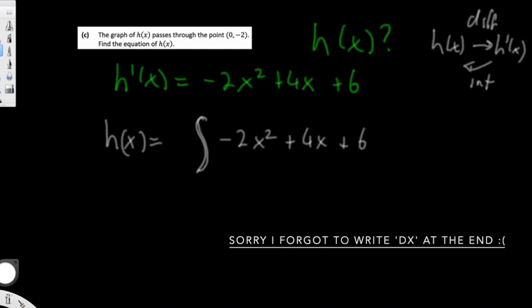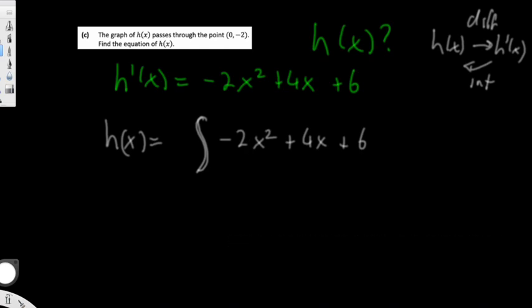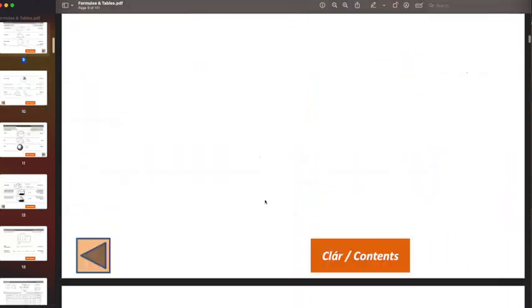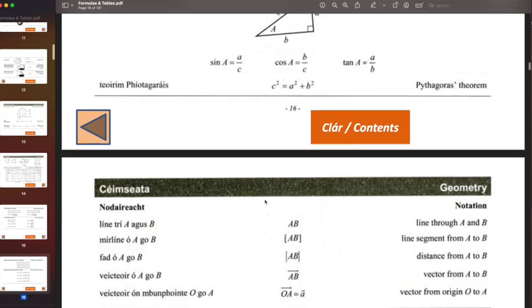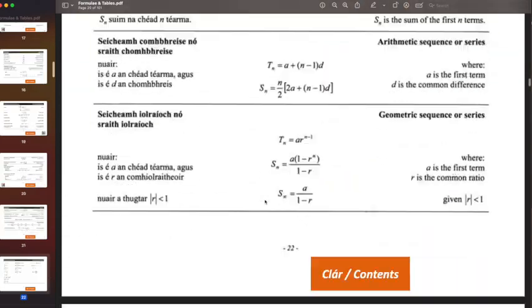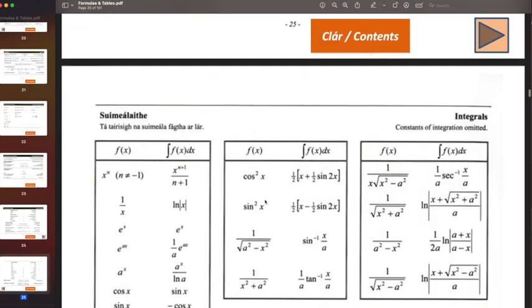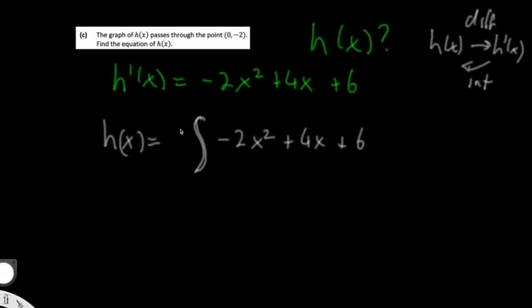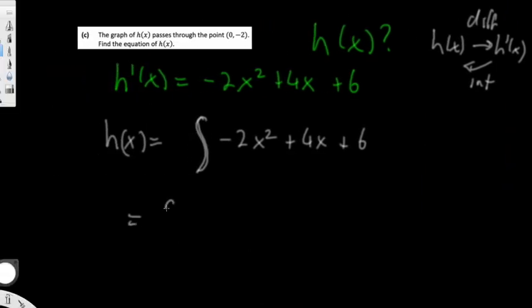So how do we integrate? Let's just remind ourselves about how to do that. We go over here to the section on integration, and we're going to use this rule here. When we're integrating x to some power, we increase the power by 1, and then we divide the whole thing by whatever we got. So for here, it's going to be equal to -2, because it's multiplying, so it doesn't do anything.